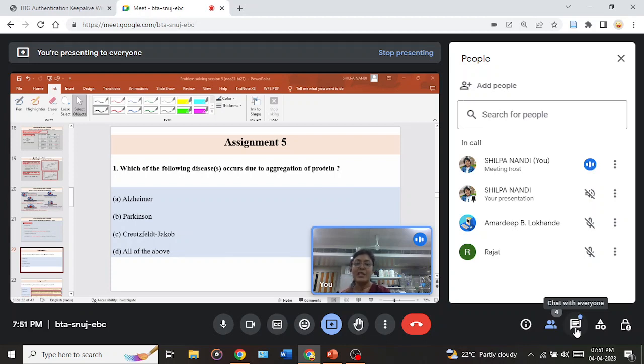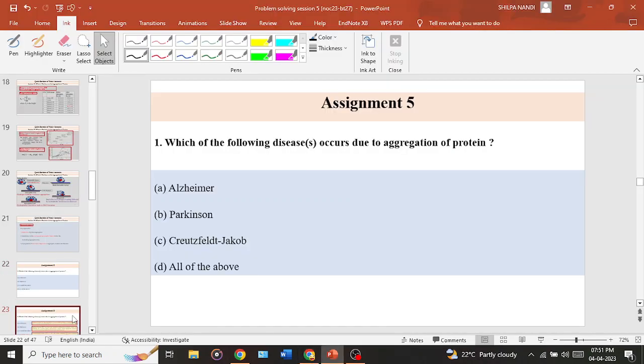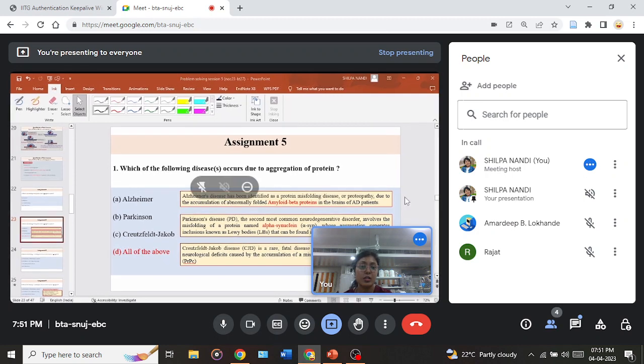However, we will see how or why these are the diseases that particularly occur due to the aggregation of protein. So the first option is Alzheimer's, second is Parkinson's disease, C is Creutzfeldt-Jakob disease, and D is all of the above. So as Amardeep said, the answer is D, that is all of the above. So you're totally right about that.